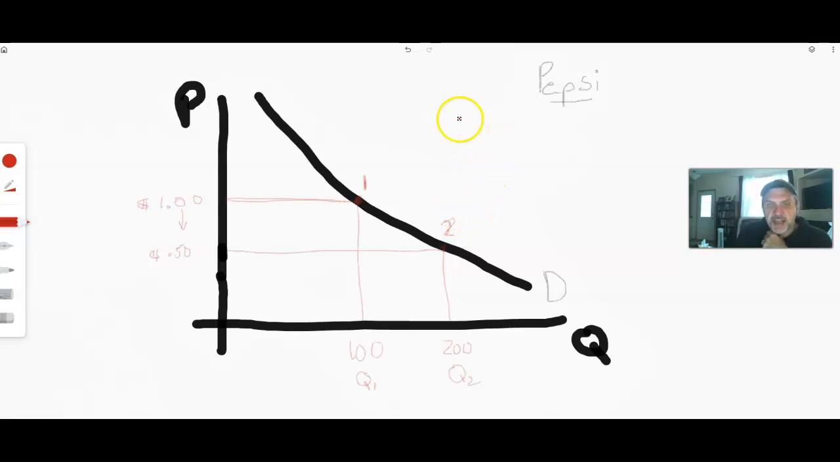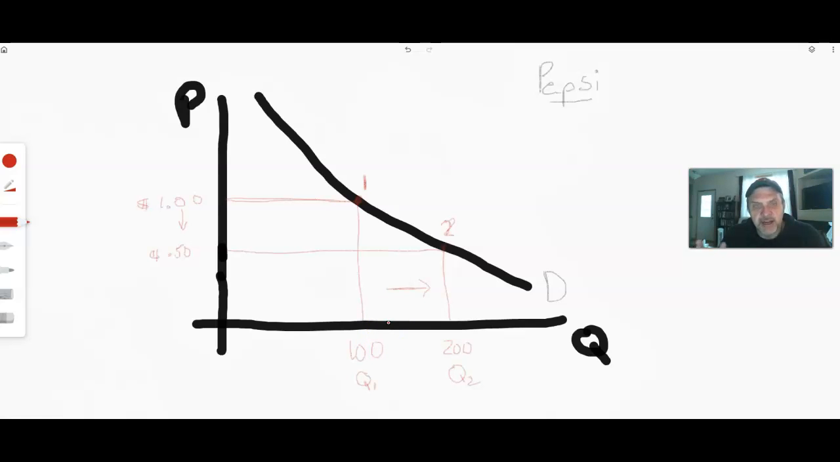Okay, that is a change in quantity demanded. As the price went down, quantity demanded went up. It went from Q1 to Q2. Movement along the curve is how you show that graphically. All right. Now, this is different than a change in demand.